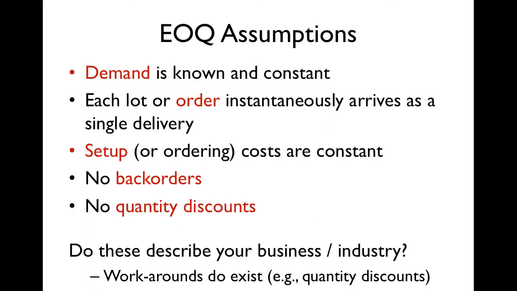All right, so some assumptions that Harris identified in formulating his solution to this problem. Demand is known and constant. That means it never changes, and you know exactly what it is. Everything that you build or order arrives instantaneously. Single delivery, no lot splitting, so it all arrives, it all shows up.